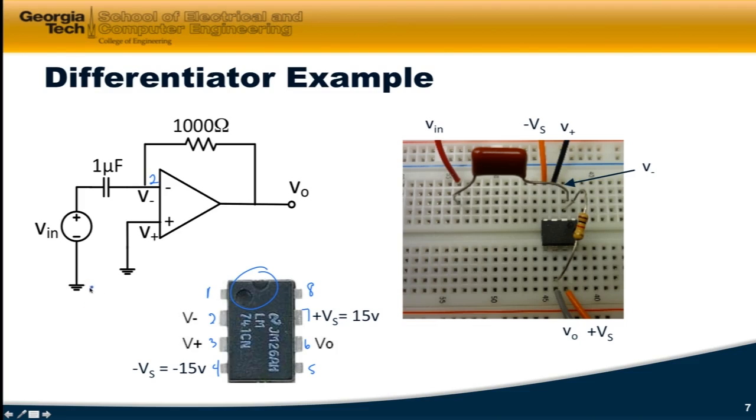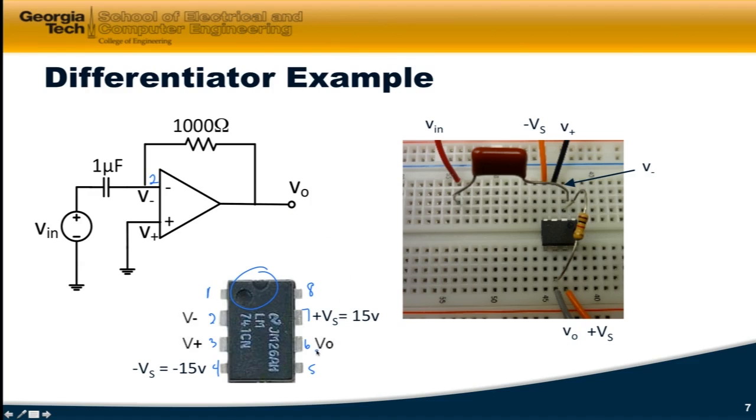So actually, let's start looking at this circuit right from the beginning. V in comes in from my function generator and goes into one side of the capacitor. The other end of the capacitor goes into V minus, which is right there, pin 2. The capacitor also goes into the resistor, and the resistor is connected over to V sub 0.